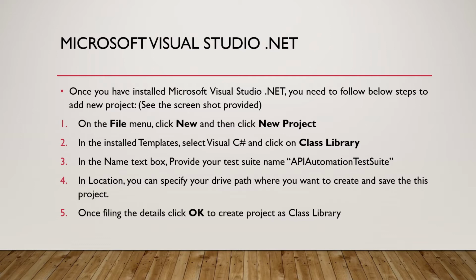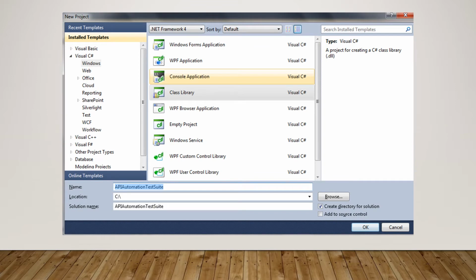First, on the File menu, just click on New and then click on New Project. In the installed templates, select Visual Studio C# and click on Class Library. In the name text box, provide your test suite name, whatever you choose. In location, you can specify your drive path where you want to create and save the project. Once filling in the details, click OK to create the project as a class library. This will be the template which you can see in .NET Visual Studio.